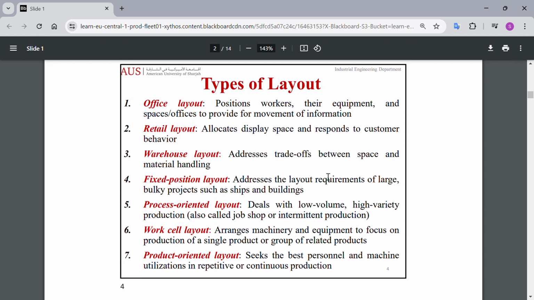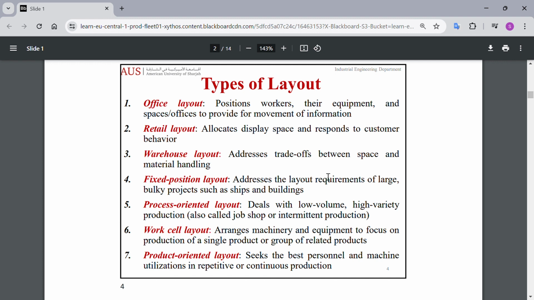And there are different types of layouts. So first we have the office layout, which is a regular office that you find in any building. And then there is the retail layout, which allocates display space and responds to customer behavior. So that's a retail layout, which is the retail stores basically. And there is also the warehouse layout, which is basically the warehouses that we have. And also the fixed position layout, which addresses the layout requirements of large bulky projects such as ships and buildings. So this is fixed position layout.